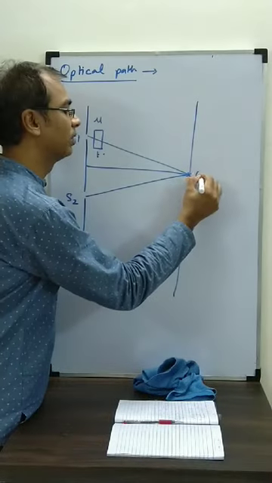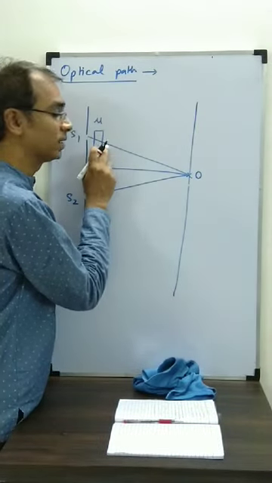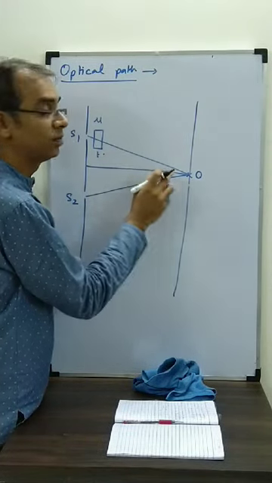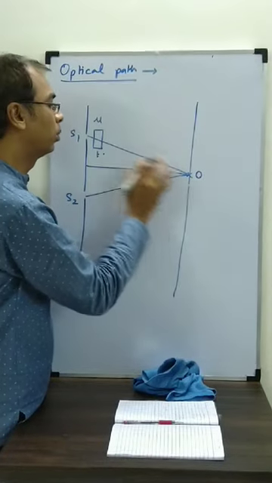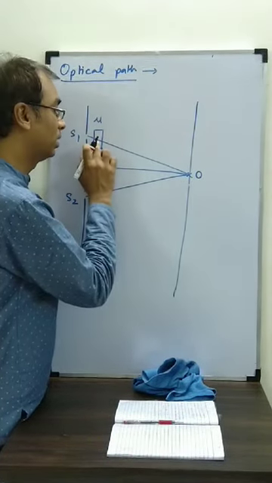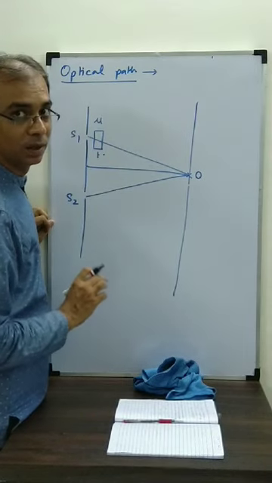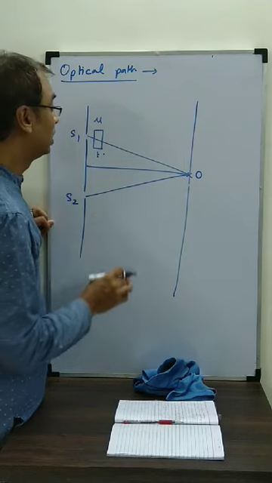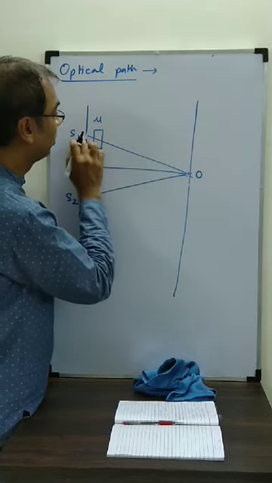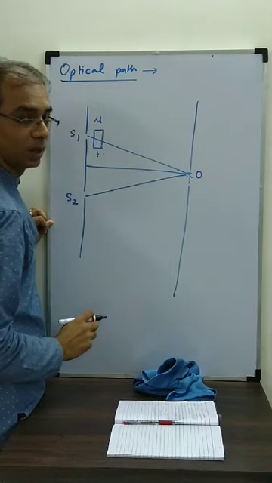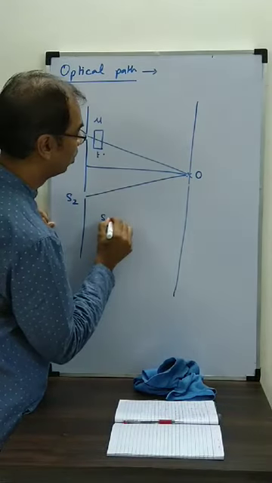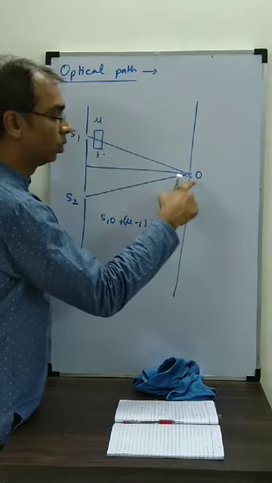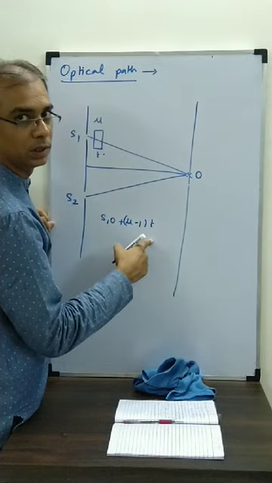Geometrically it appears like they are traveling the same distance, but we know that because it's passing through the slab, it is traveling a little more than the rays would have traveled in air. If this was air only, both travel the same distance. But here, because it's passing through the glass slab, it is traveling extra. How much extra? Mu minus 1 into t. That means, if I have to write the distance traveled by the ray from S1 to O, how much will that be? S1O plus mu minus 1 into t.